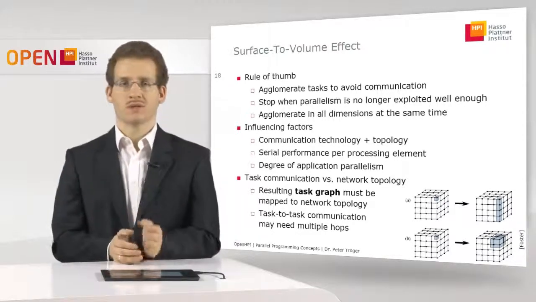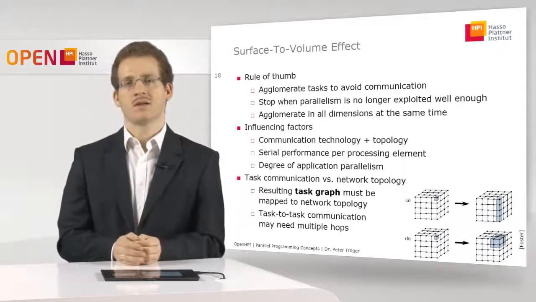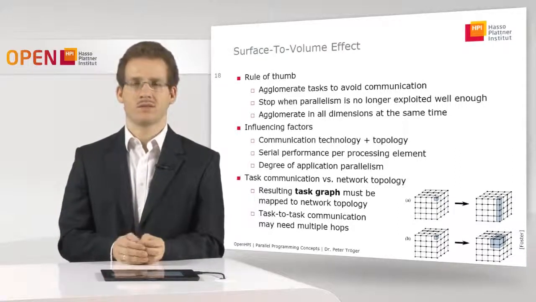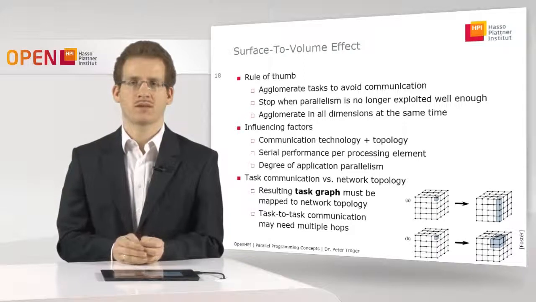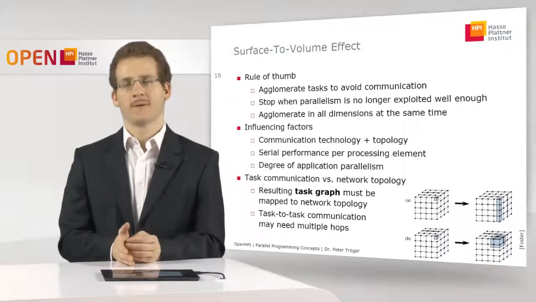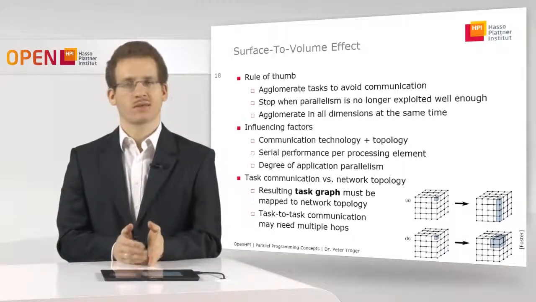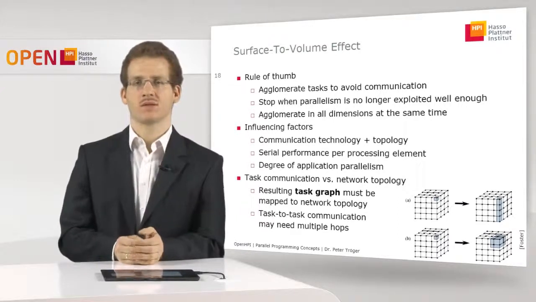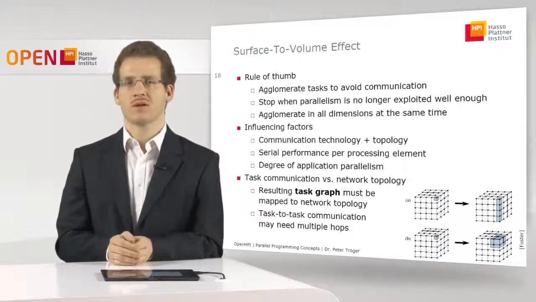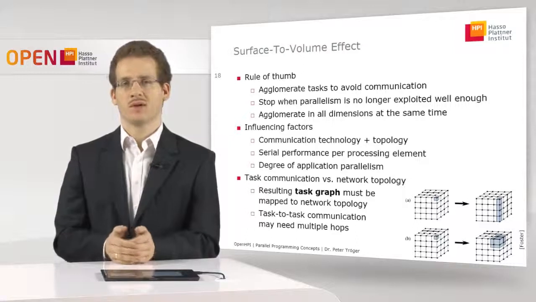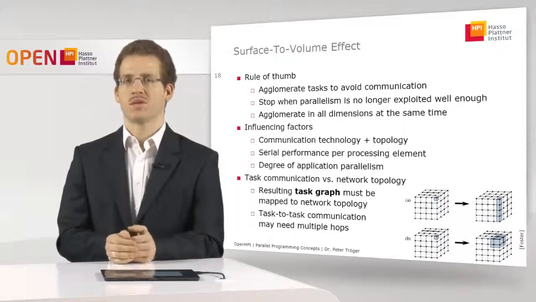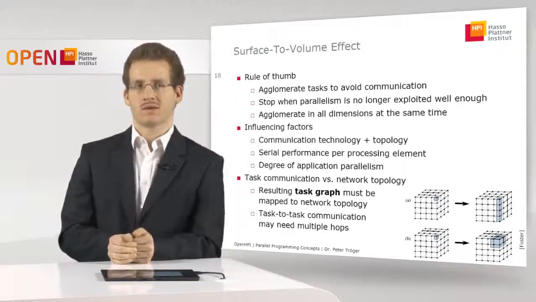And if you now consider the surface to volume effect, then the idea is that you take your parallel problem, you slice it up into tasks, and then you agglomerate your tasks and you build coarser grained parallelism until you have the limit of exploitation for your processing elements. So you do a coarse grained granularity down to a level where you're still able to use all the available processing elements in your infrastructure.